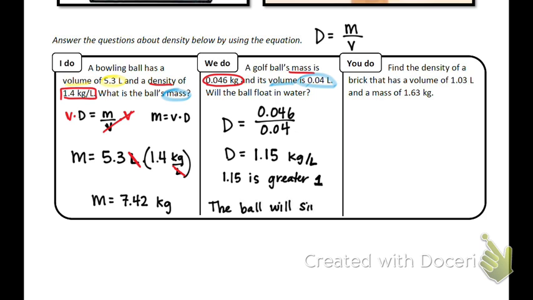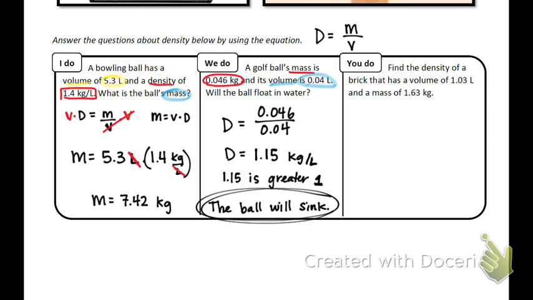So that was really a two-part question. You needed to find the density and then decide if it will float or sink. Wait, so what will happen in the first one? Oh, never mind. It's not asking the same question. Okay?